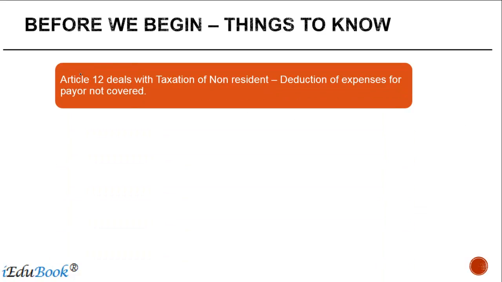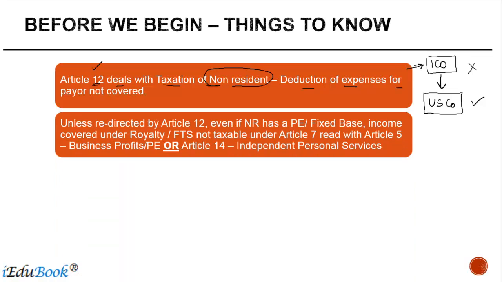The first one is that Article 12 deals with the taxation of non-resident. So if an Indian company is making a payment to a US company, Article 12 is only from the perspective of the US company. It does not deal with the fact as to how the deduction of expenses for the Indian company or the ICO is going to work. That's not the consideration for the Article 12.